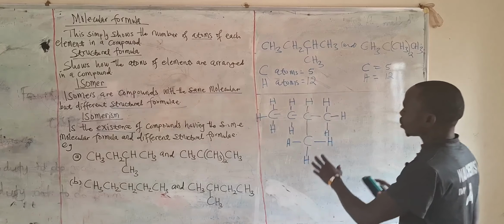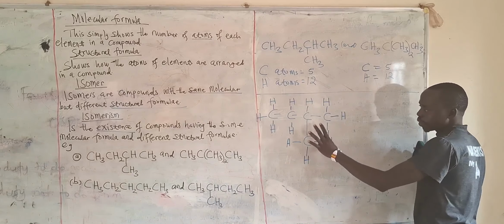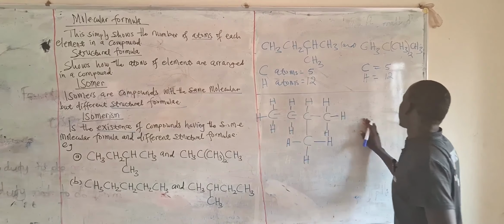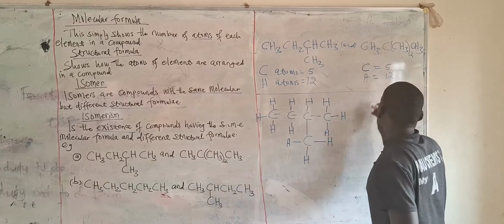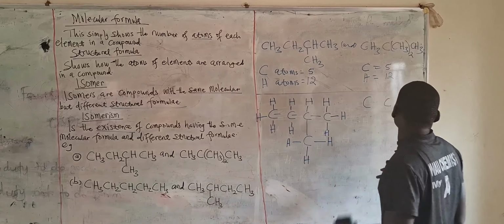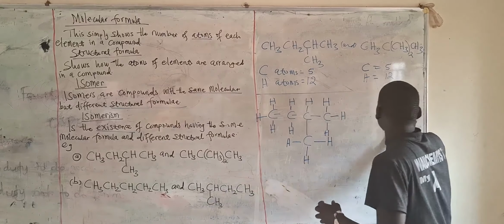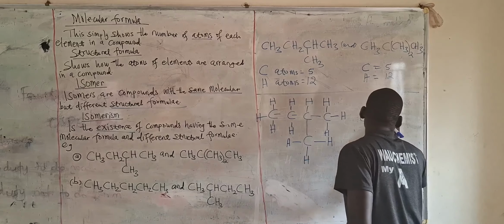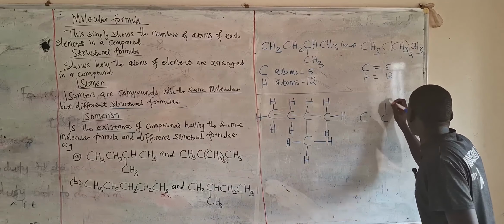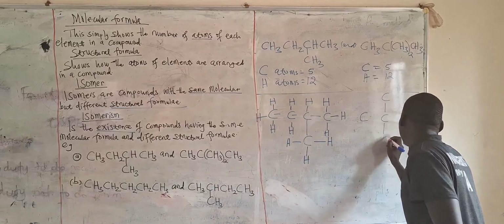So this is the structural formula for this, and we are saying simply the arrangement of atoms of elements. So let's look at this one again. We shall have one, two, but there's a branch. We shall have one, two. So on this second carbon, we shall have a branch like this.